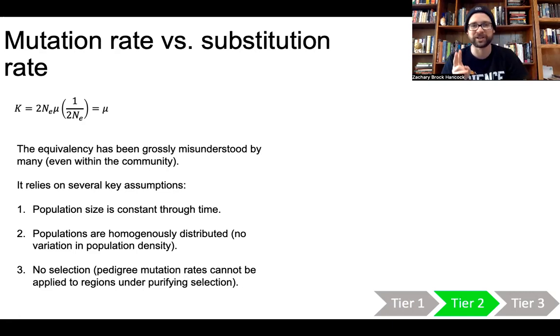Two, it assumes that populations are homogeneously distributed. Again, that's assuming that N_e is constant not through time, but across space.